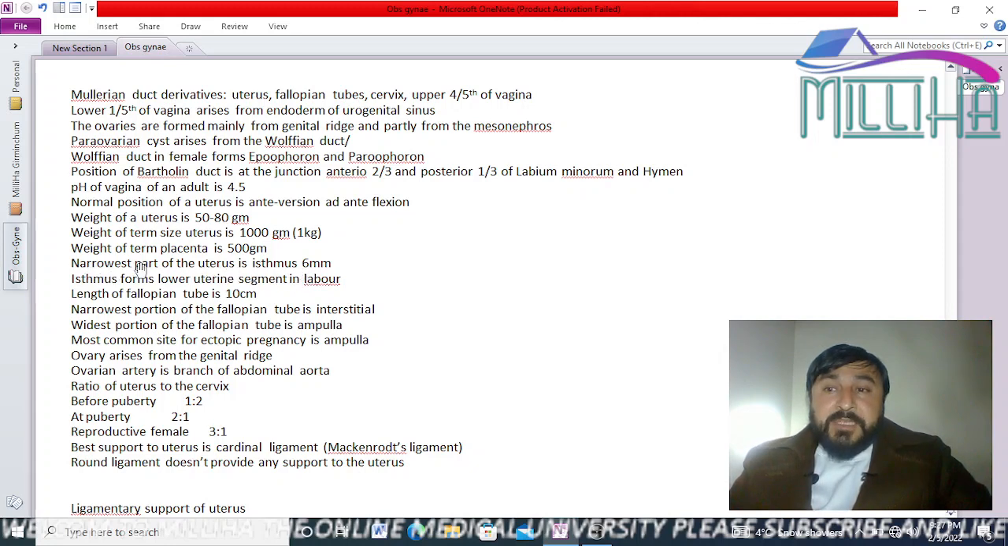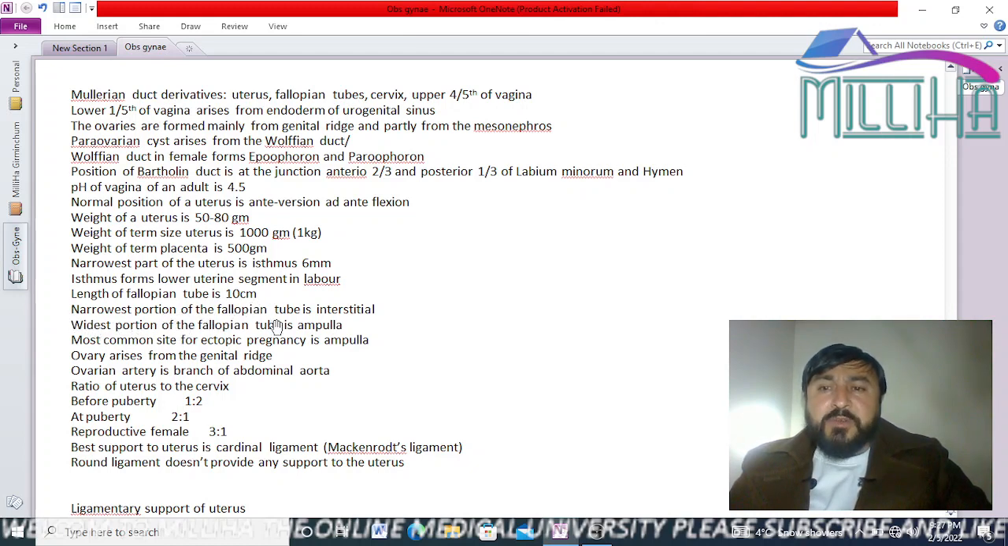Okay, narrowest part of the uterus is isthmus. Please remember, this is the part of the uterus, not part of the fallopian tube. There is also an isthmus in the fallopian tube. So narrowest part of the uterus is isthmus, 6 millimeter. Isthmus forms lower uterine segment in labor. Length of fallopian tube is 10 centimeter, which I have already discussed.